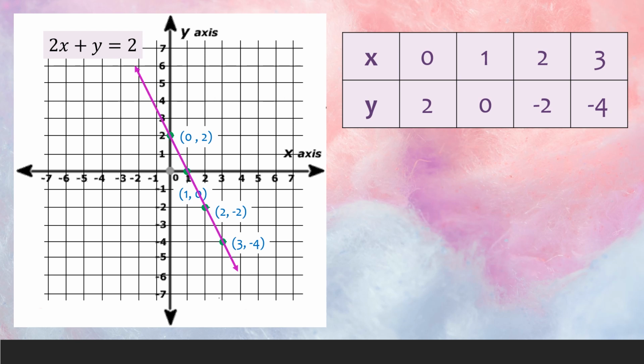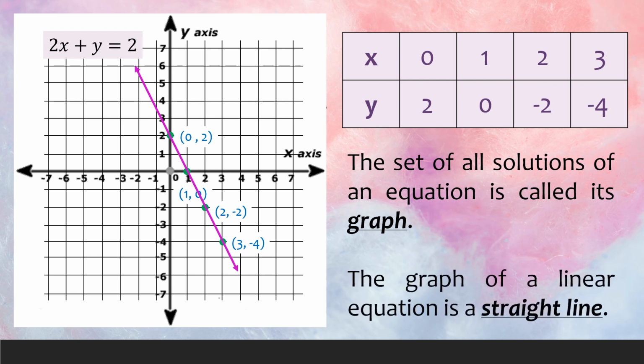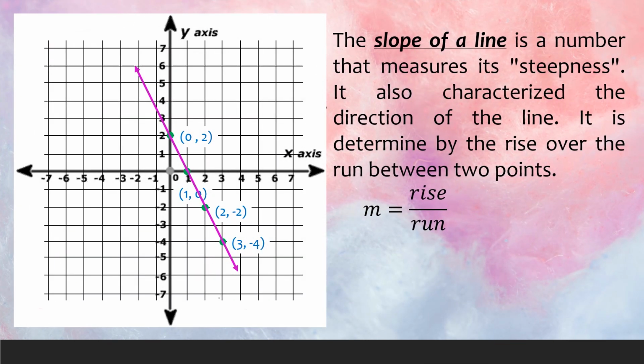And then, the set of all solutions of an equation is called its graph. So, ito na yung graph ng 2x plus y is equal to 2. And then, the graph of a linear equation is a straight line. Kasi kapag hindi siya straight line, it is not the graph for the linear equation. So let us now proceed to the slope of a line.